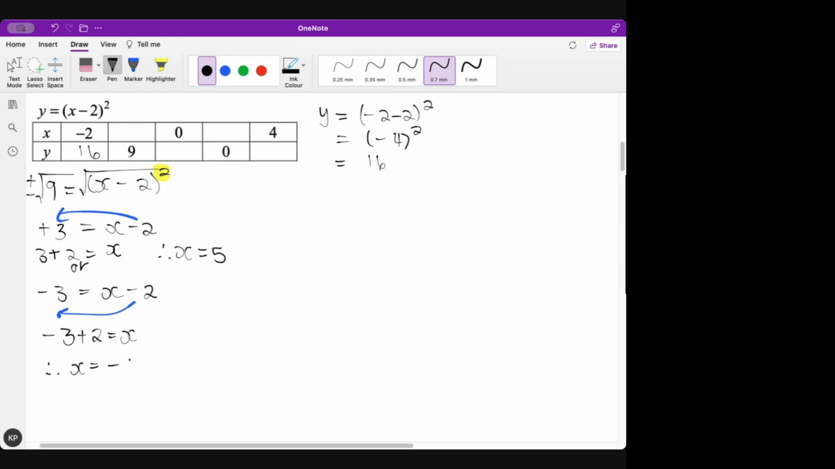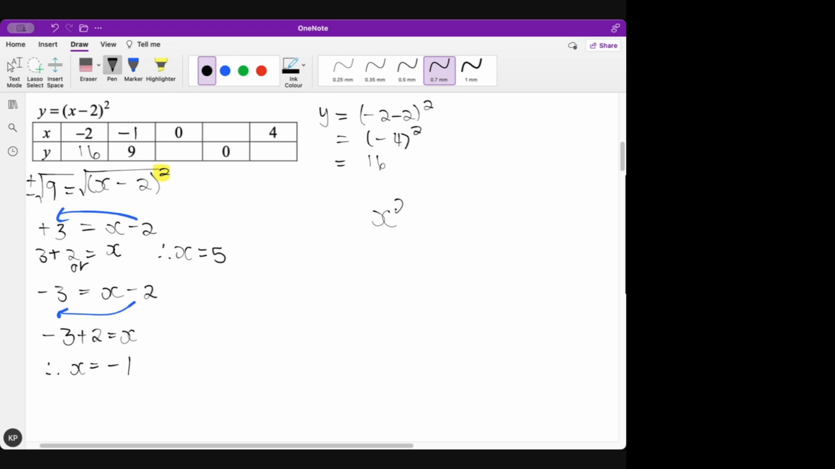That is negative 1. Okay, now based on where we are on the table, is my solution 5 or negative 1? Look at where we are in the table. Are we going to take the negative 1 solution or the 5 solution? We're going to take the negative 1 solution. Thank you very much.